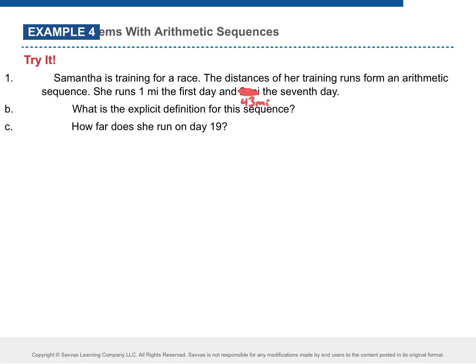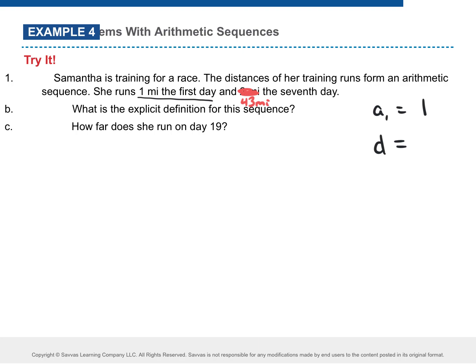Okay, on part A, it wants us to write the explicit definition for the sequence. Again, what are the 2 things we need to know in order to do that? The A1 and the difference. Okay, let's see what we can get. Do we know what A1 is? Yes. First of all, what does A1 mean? First term. What would our first term be in this case? 1. Because it's the first number. Right. She ran 1 mile the first day. So the first day is our first term. So we know our A1 is 1 for that 1 mile.